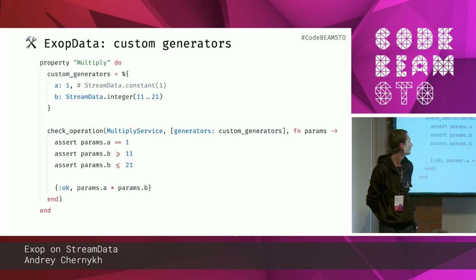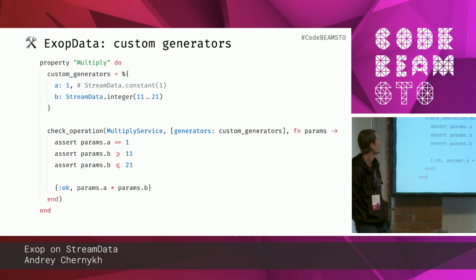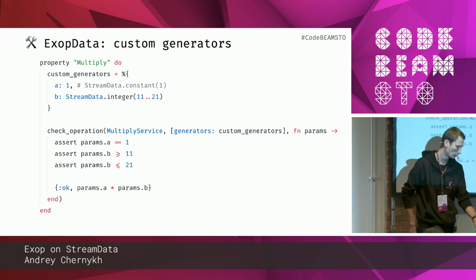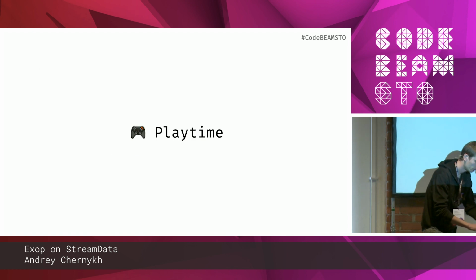Sometimes you have to provide a certain value or your own generator, whatever, and you can pass those generators directly to ExopData. And here we define that the A parameter should always be 1, and ExopData will generate A always equal to 1. Let's see it in action.